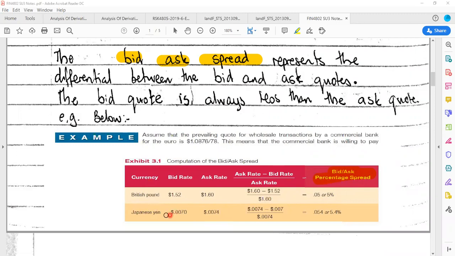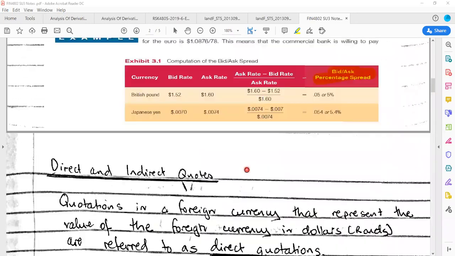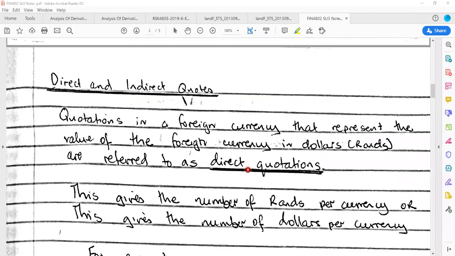Likewise, we can assume that an American bank is prepared to buy one Japanese yen for 0.07 and sell one Japanese yen for 0.074. And then likewise, we can substitute again and we can get the bid-ask percentage spread. So you might be asked to calculate this in the exam. So make sure you're comfortable with that.